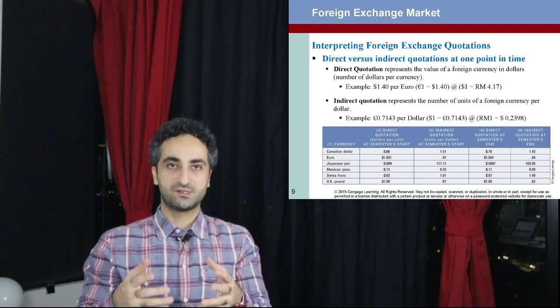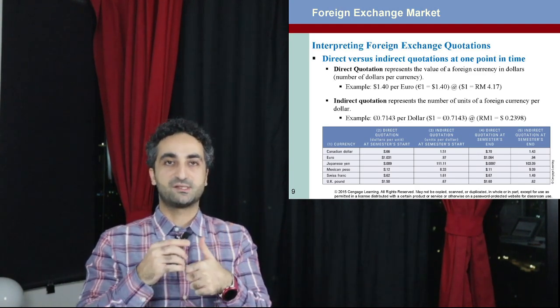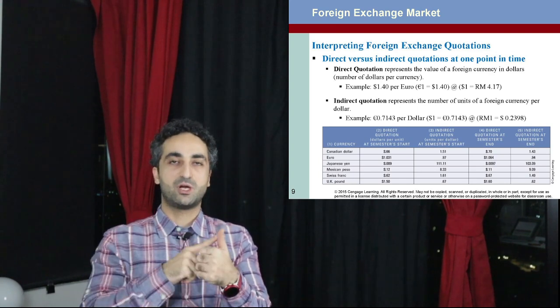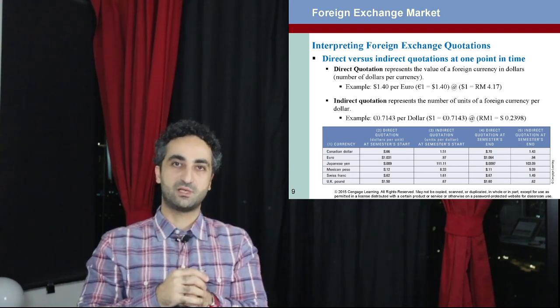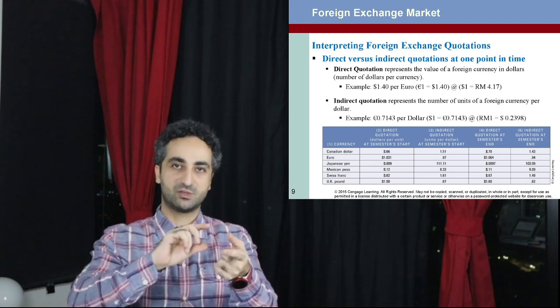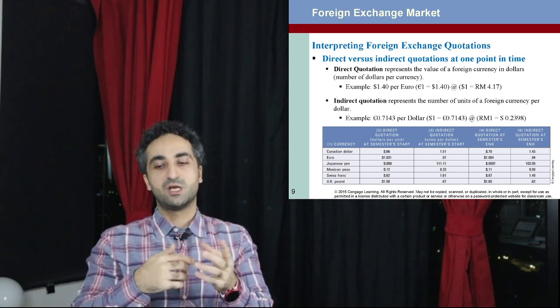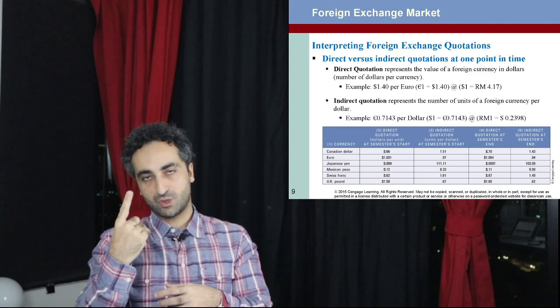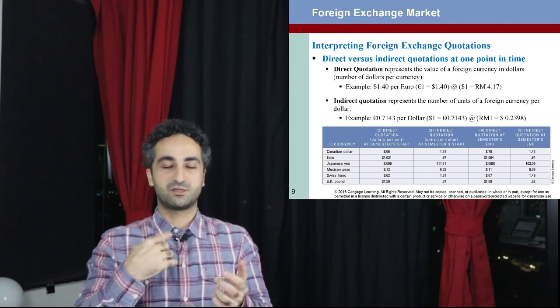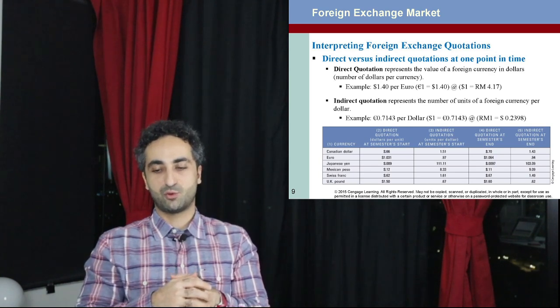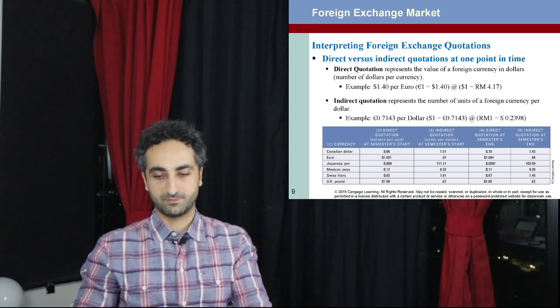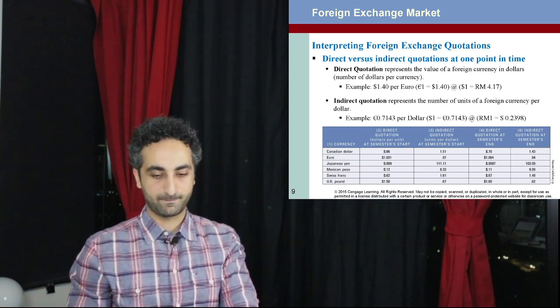Now let's go as Malaysians. As Malaysians, direct quotation is how many ringgits I need to buy one foreign currency, USD. You need 4.17. Now what's the opposite? What's the other face of the coin? If you want to buy one ringgit, one local currency, we call it indirect quotation. How many USD? 0.239898, sorry.